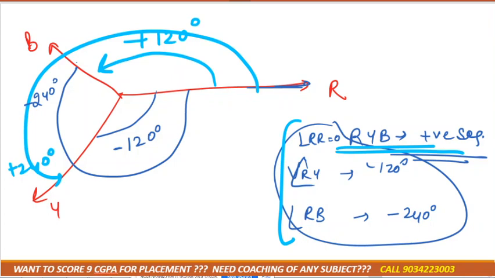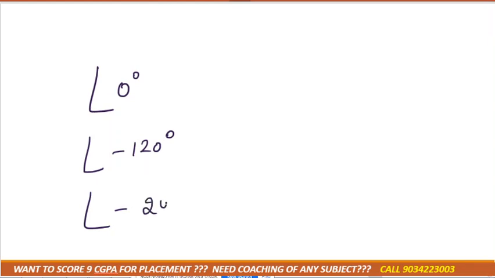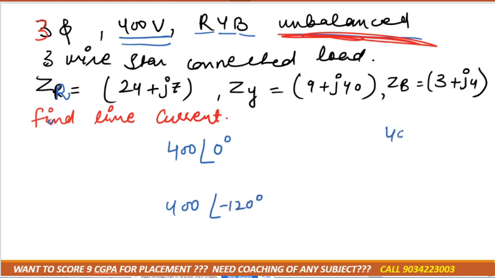Got it? So generally we have given a voltage. Voltage would be of three angles. One angle is always 0, another angle is minus 120, and another angle is minus 240 degrees. So similar is the case here. We have given the voltage. Voltage is how much? 400. So one of the angles of voltage is 0 degrees, one is minus 120 degrees, and one is plus 120.